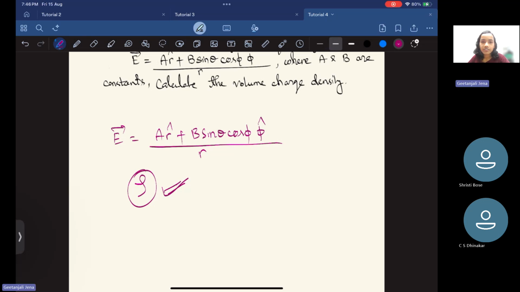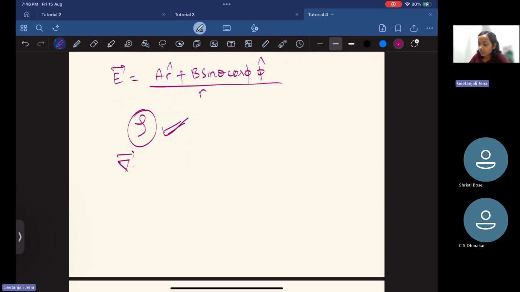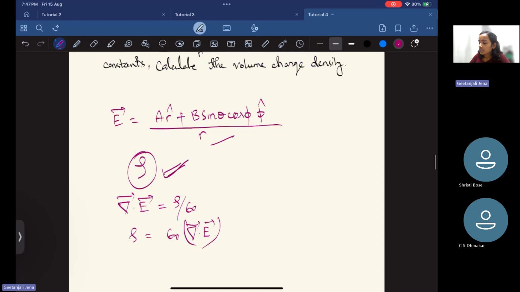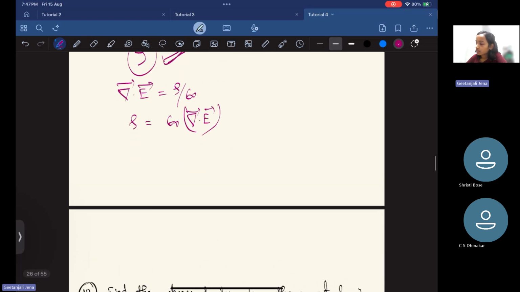Yes, Gauss law in differential form. So you can take that and find out the answer for this solution. Divergence of E is rho by epsilon naught. So rho is epsilon naught times divergence of E. And this is given in terms of the spherical coordinate system, so just use the divergence formula for the spherical coordinate.